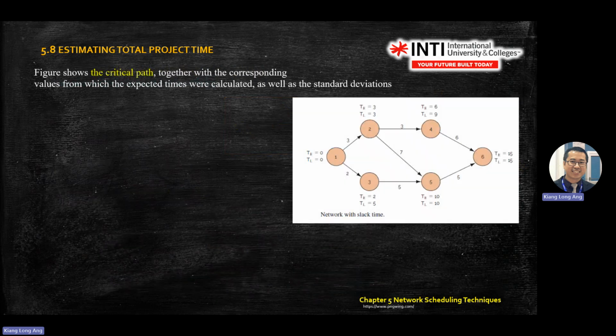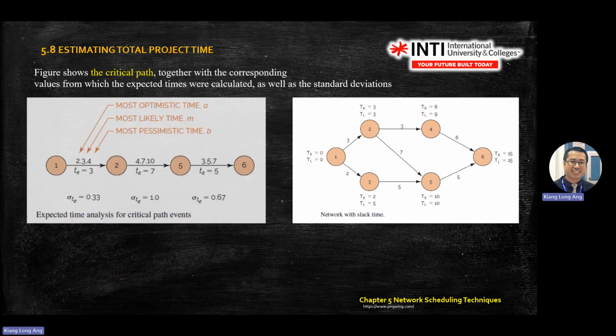Critical path, estimating total time. So for the critical path, straight away you look at the network, look at the last column of your 6 box there. Look at the last 2 numbers. Usually they are the time needed for that project.